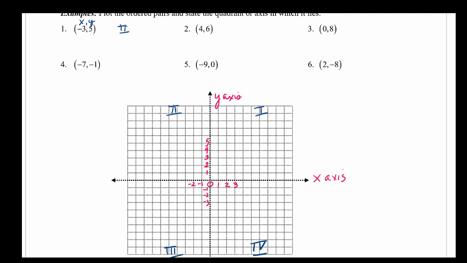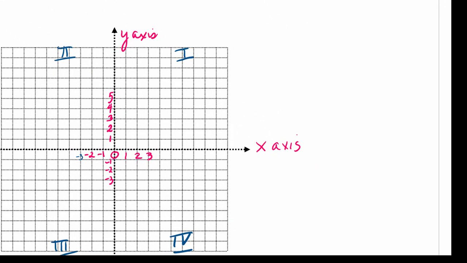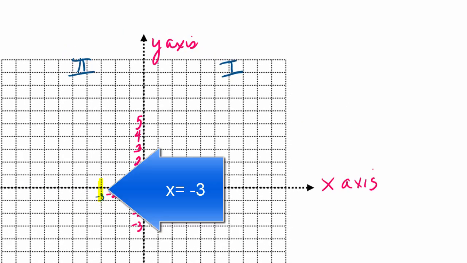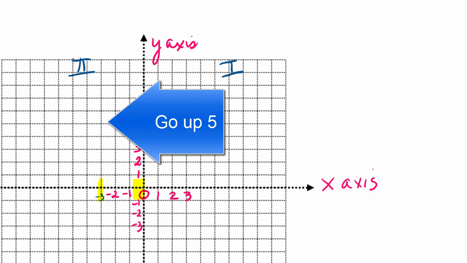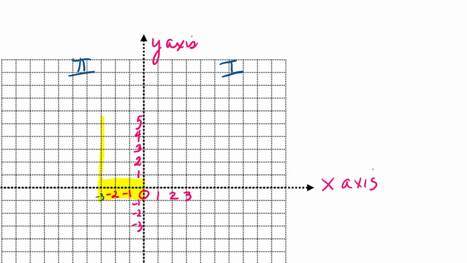And so how we graph this is we're going to find the x -3 first. So that's right here. Right here is x -3. I'm going to use the highlighter. So right here is x -3. And then we have to go up 5. So we went -3 on the x-axis to the left, and then up 5. We arrived at this point right here, and that's -3, 5.